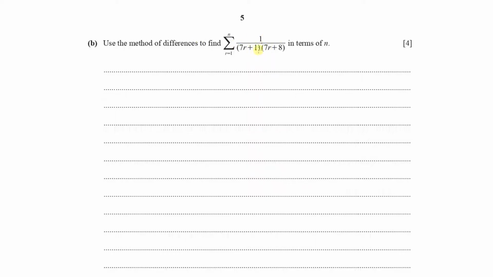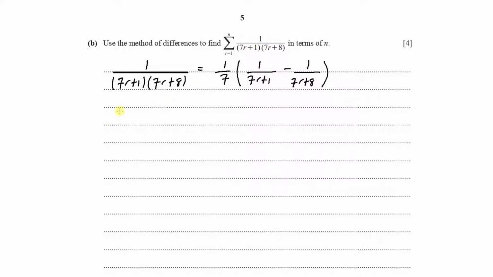So after expressing this in partial fractions, 1 over 7r plus 1 bracket 7r plus 8 can be expressed as 1 over 7 of 1 over 7r plus 1 minus 1 over 7r plus 8, like this. So this therefore means that the summation, according to what is required here in the question, the summation from r equals 1 up to n of 1 over 7r plus 1 bracket 7r plus 8 is the same as the summation, factoring out the 1 over 7 here, from r equals 1 up to n of the form 1 over 7r plus 1 minus 1 over 7r plus 8, like this.